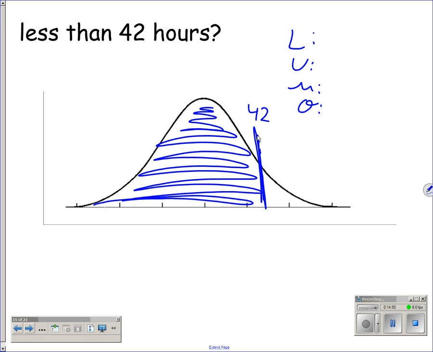What's my lower bound going to be this time? Negative a bajillion, right? We're going so far left, there's no bound to the left. Just put a really small number. As long as it's 4 standard deviations to the left, you're good. I'm always safe, I put negative a bajillion. What's my upper bound? 42. My mean is still 40, and my sigma is still 1.2.